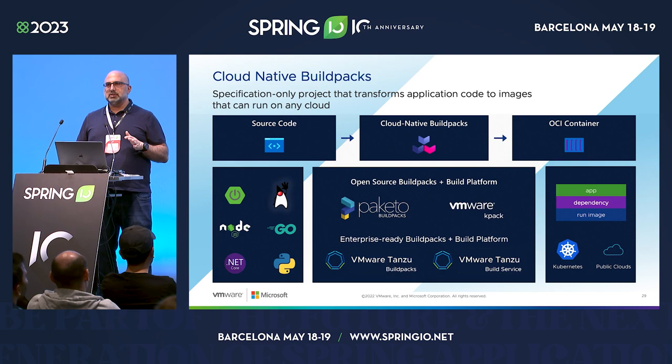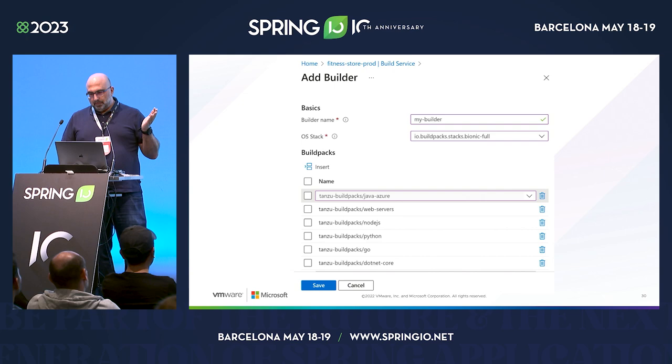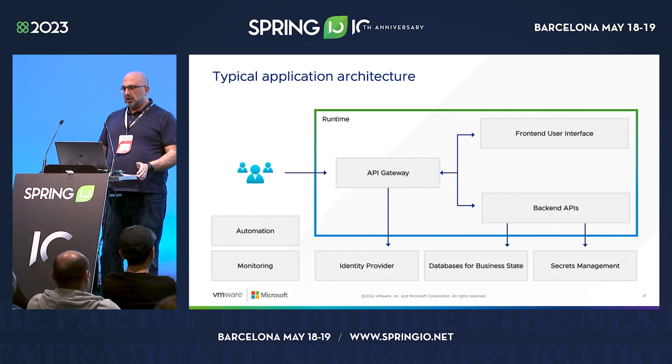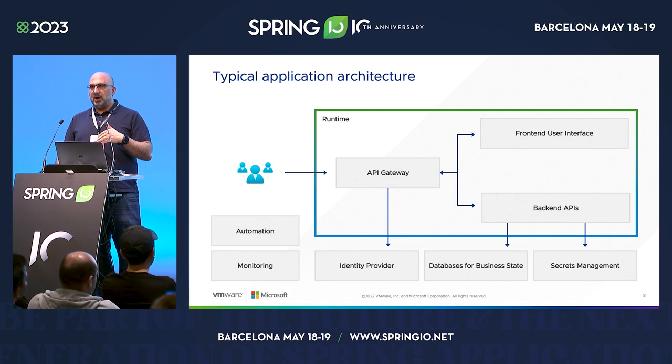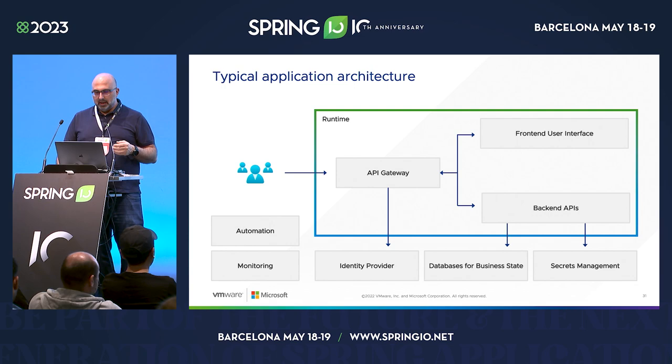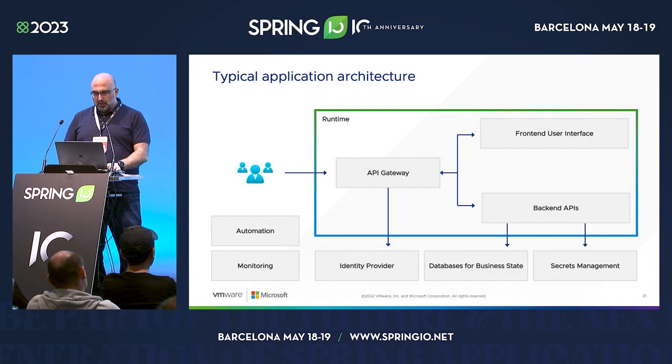All right, so let's move on to talk a little bit about your typical application architecture. Just take a moment and look at this. Raise your hand if your apps kind of look like this. Requests come in, go through some API gateway, there are some backend APIs, there's a front end like JavaScript, HTML, or a mobile app, and you have some identity provider that the API gateway sends you to in order to log you in. You have some databases that your backend uses, a secrets manager to store all your credentials, and a whole bunch of automation and monitoring all running somewhere. So let me show you an example of such an application.